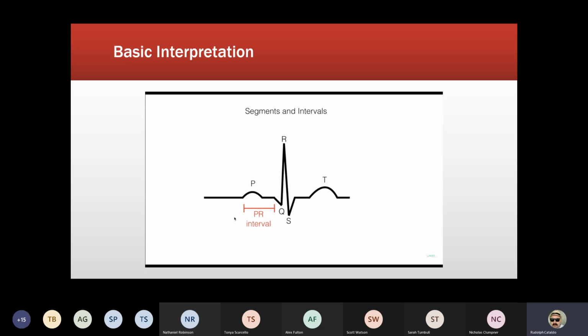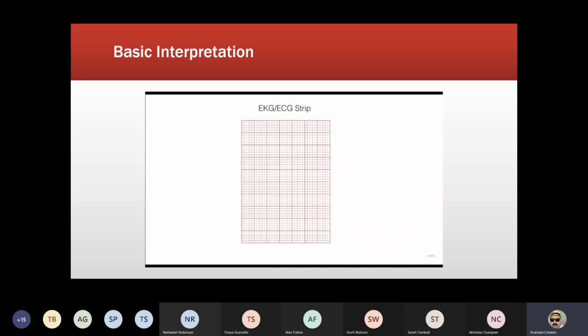There are a bunch, starting off with the PR interval, the PR segment, the QRS complex, the ST segment, and the QT interval. But to make it easy for you guys, we are just going to talk about the PR interval and the QRS complex. These are all you need to do the EKG interpretation. The other segments are important too, but we don't really need them to interpret an EKG faster and more efficiently. So this is your typical EKG strip.